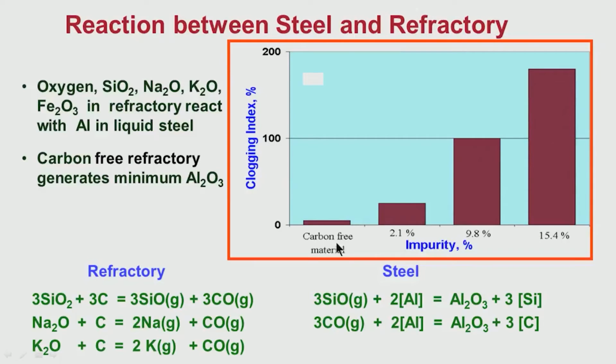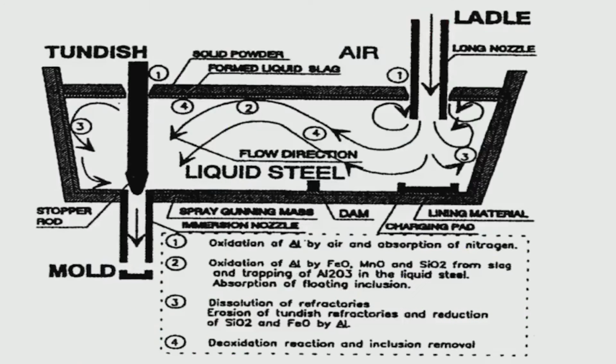If we use a carbon free material, with almost nil amount of SiO2, sodium oxide, potassium oxide, iron oxide, you are using mainly magnesia refractory. In absence of all these elements, the clogging index is very low and it is a good refractory, and there will not be much generation of alumina, which is again a source of problems for cleanliness. So, this is another important issue which you have to remember.